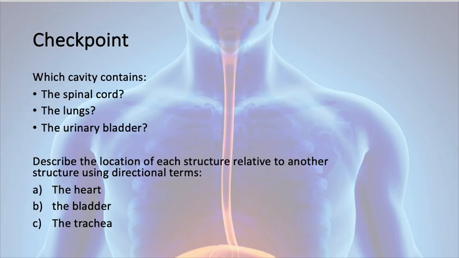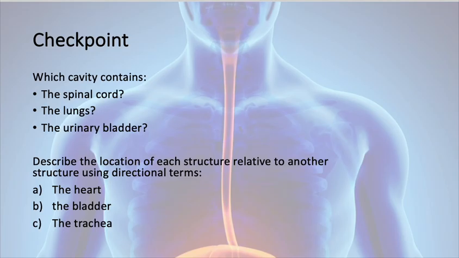So I'll just give you some examples here. So one could say that the heart is superior to the abdominal cavity, right? The heart sits above the diaphragm, therefore it's above the abdominal cavity. You could also say that the heart is inferior to the cranial cavity, or inferior to the brain.